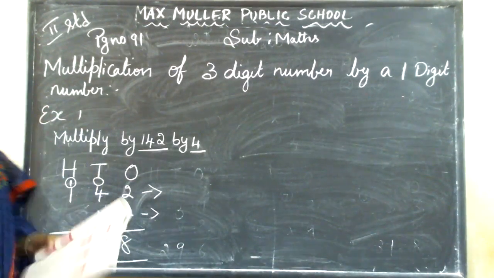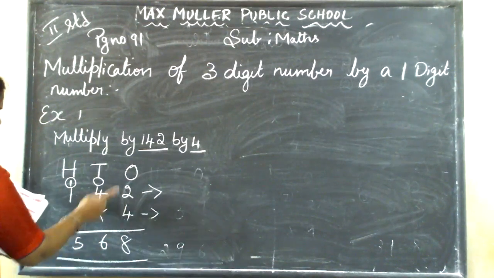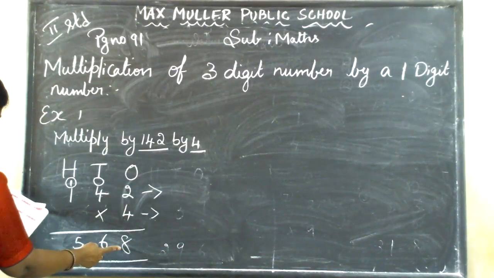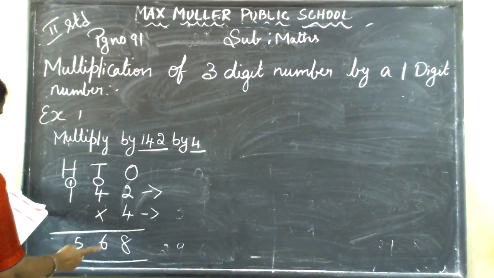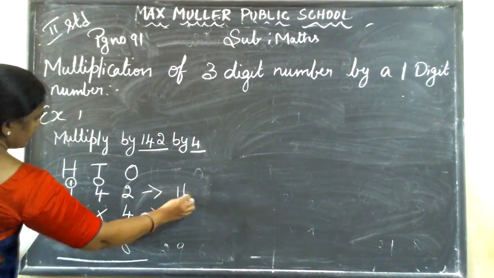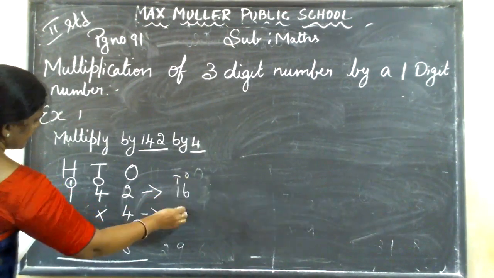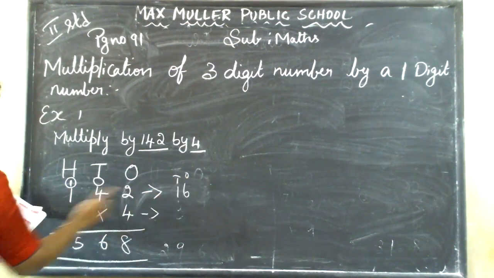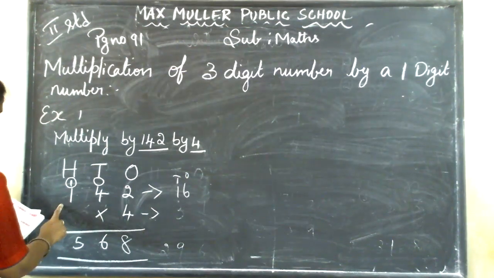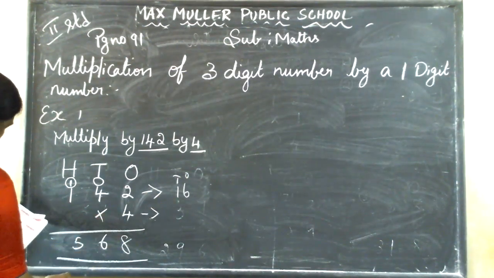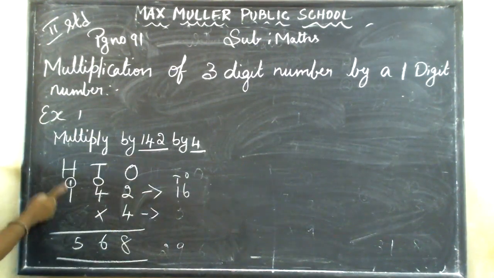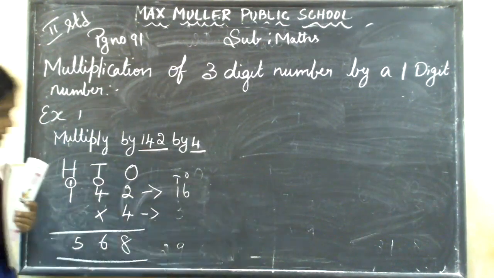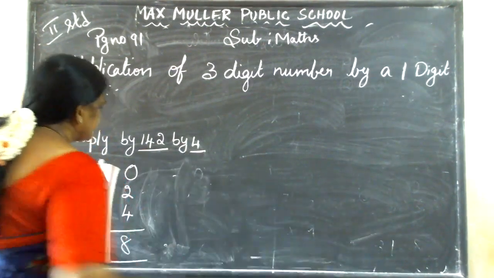See, first point is write 8 ones under the ones place. Multiply the digit in the tens place by 4. 4 4s are 16. 16 is a 2-digit number, children. Here ones, here tens. 6 you write here. 1 you write in the hundreds place. So 100 plus 6 tens, 160. Now 4 ones are 4 plus 1, 5. 568. Now example 2.